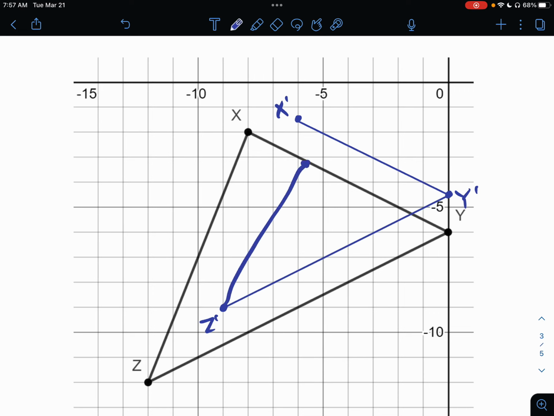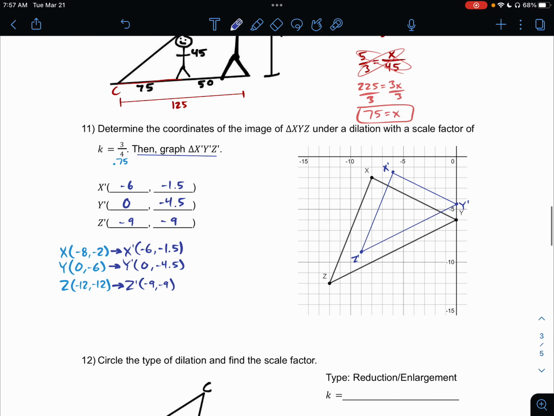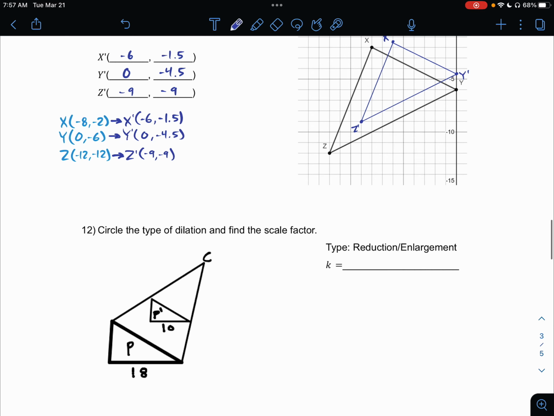And it should look like a triangle that is the same shape, but smaller than the original triangle. So it does. About 0.75 times the size of that original triangle. So that is how to do number 11. Just make sure you graph it and get all your coordinates. All right, then I have number 12.